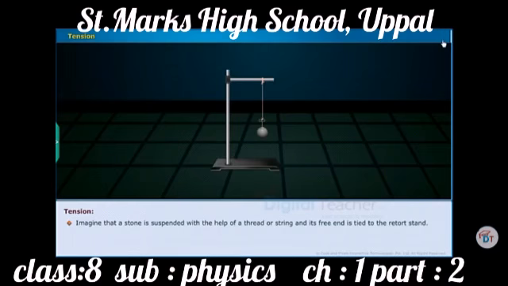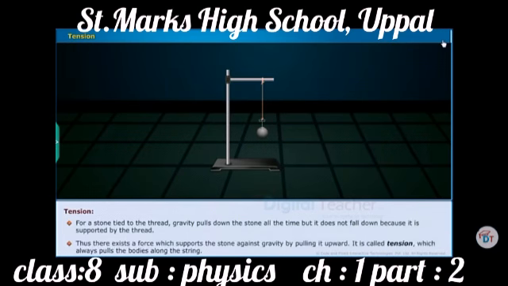Imagine that a stone is suspended with the help of a thread or string, and its free end is tied to the retort stand. We know that the stone would fall down due to gravitational pull or weight of the earth if the string is broken. For a stone tied to the thread, gravity pulls down the stone all the time, but it does not fall down because it is supported by the thread.